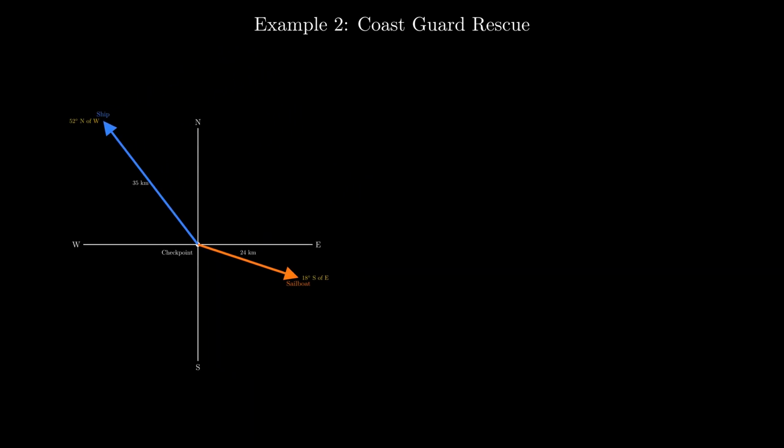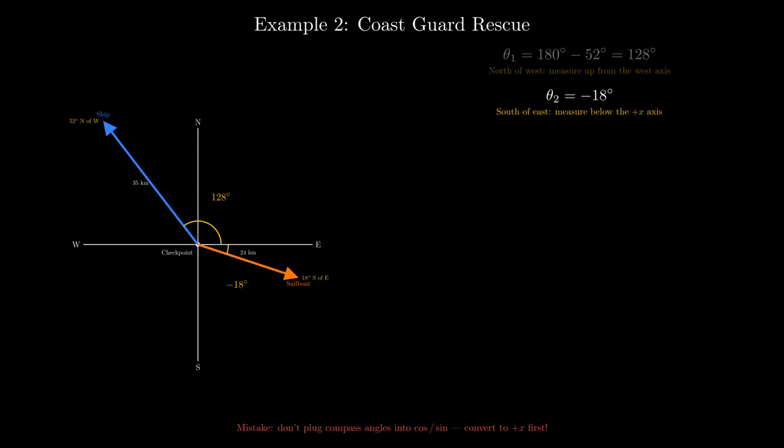Put the checkpoint at the origin with positive x pointing east and positive y pointing north. North of west means measure 52 degrees up from the west axis, so the standard angle is 180 minus 52, which is 128 degrees. South of east means 18 degrees below the positive x-axis, so the second angle is negative 18 degrees. A common mistake is plugging compass angles straight into cosine and sine. Always convert to angles measured from the positive x-axis first.